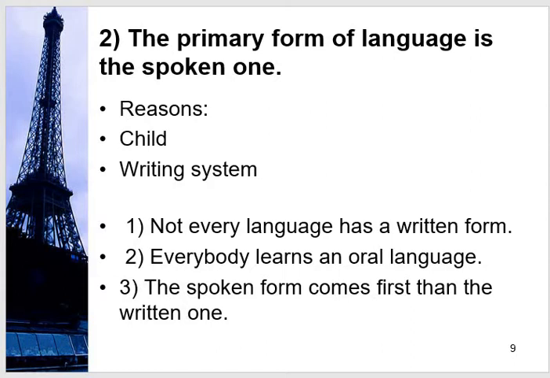We find the Chinese writing system, Greek writing system, Latin writing system, Phoenician writing system, Semitic writing system, but every language does not have a writing system. Everybody learns an oral language. When a baby is born, a baby learns with the oral method, listen and speak. So the learning and teaching method is oral language. And the primary purpose of language is to communicate through oral speech.